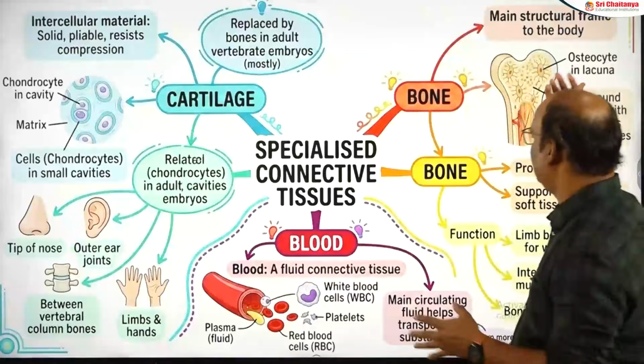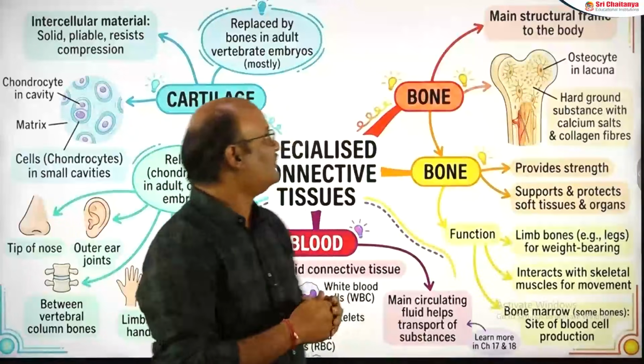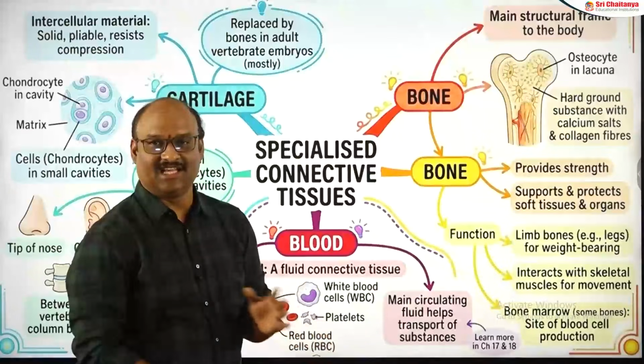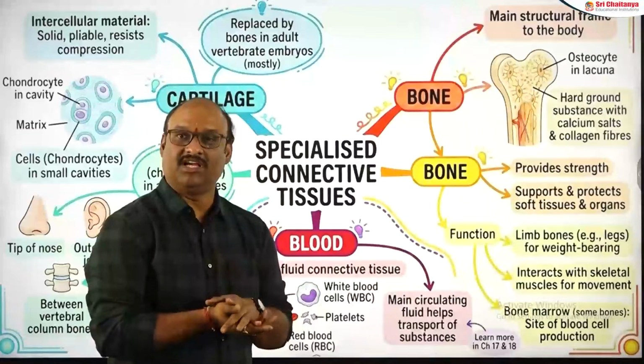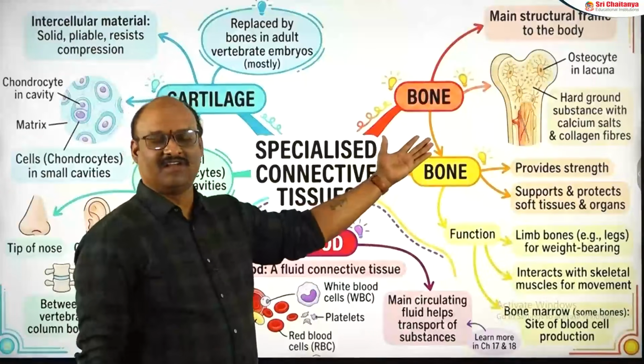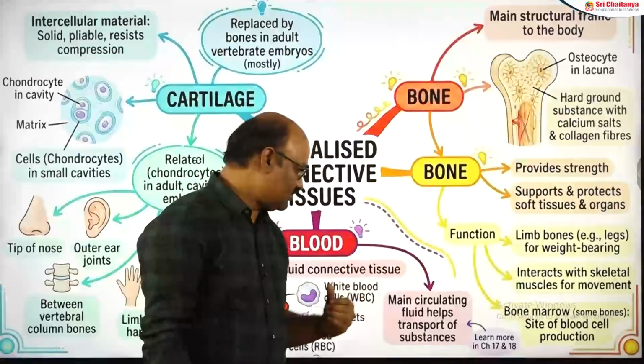And the bone is the main structural framework of our body, which maintains the shape of our body, protects our internal organs, gives support to our body, and helps in movement and locomotion. This is nothing but the bone, made up of specialized cells called osteocytes.